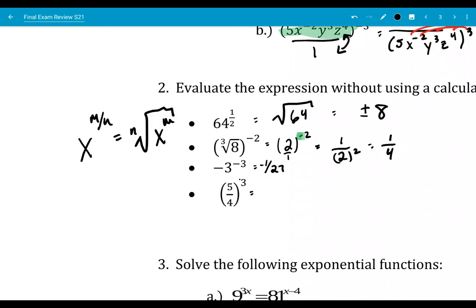Five over 4 raised to the power of 3, just distributing the power of 3 to both of these. This becomes 125 over 4 to the power of 3. 16 times 4 is 64.